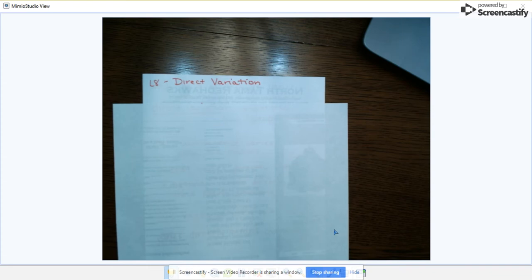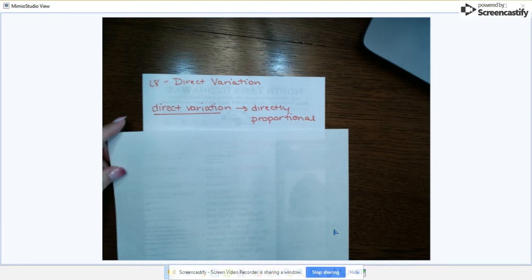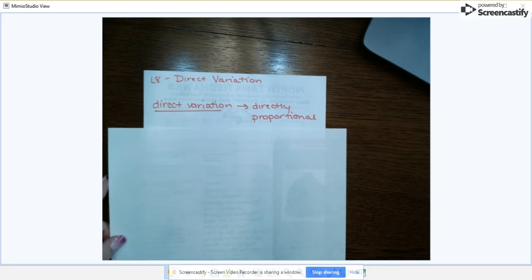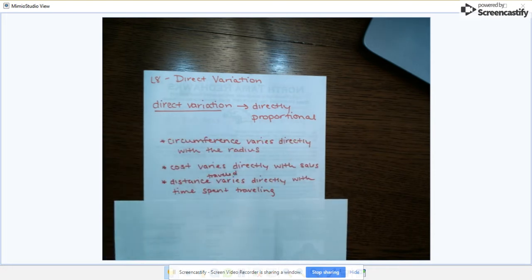Hey guys, today we're going to look at direct variation. So a quick definition, direct variation, a lot of times people think of it as being directly proportional. So some real life examples of what varies directly.